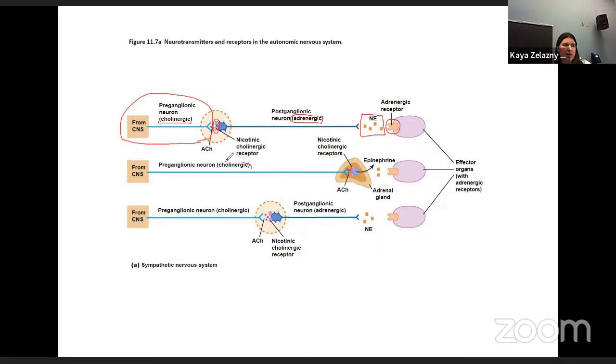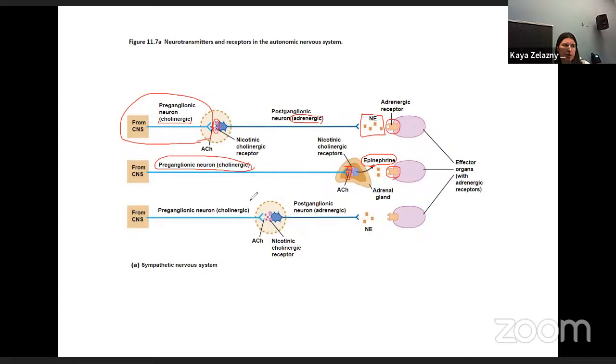So our preganglionic neuron is going to be cholinergic because it releases acetylcholine. Our chromaffin cells are going to have receptors for that acetylcholine. So they're going to have cholinergic receptors, but they themselves we would consider adrenergic because they release epinephrine and norepinephrine. And then our adrenergic receptors would be on the target organs.